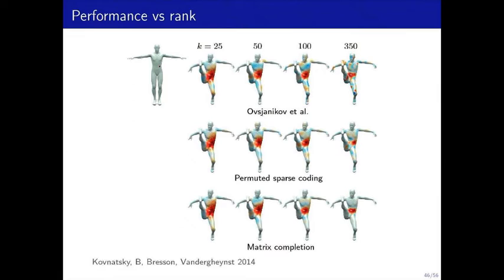Here is a different view of the same experiment. Here we show a map from this point to another shape. And you can see that as k increases, the map becomes a lot more localized, but you can also get some oscillations, what is called in harmonic analysis the Gibbs phenomenon. And you can see that with matrix completion, because we have the localization term, there are no such oscillations.